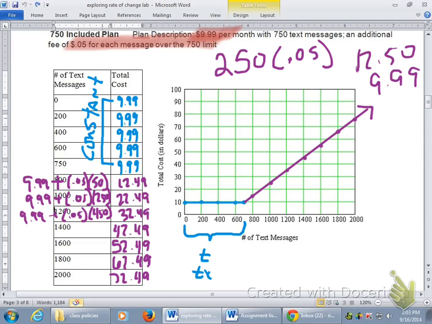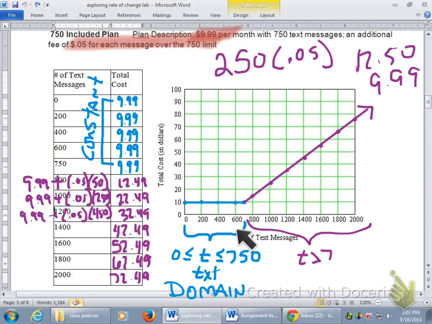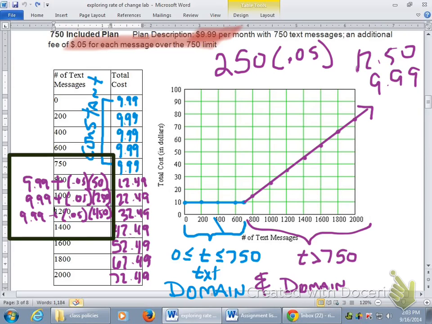Here I wanted to talk about the domain. I noticed that the graphs were in two different sections. So this blue section was definitely a constant section, and we decided that that was between 0 and 750 text messages, whereas from 750 up was an entirely different line. So we're just setting you up for some work you're going to do in Math 2 and Math 3 when we talk about pieces of a function. Instead of just having one function, we talk about pieces of a function.